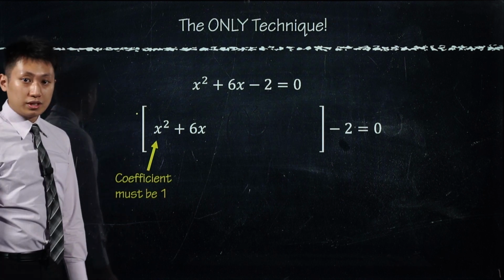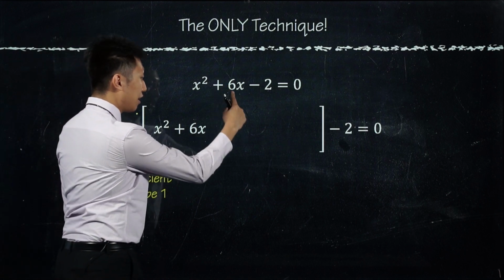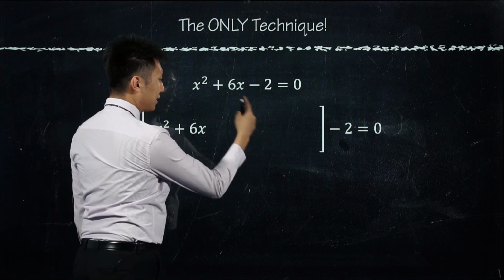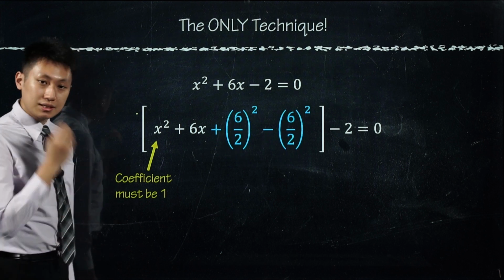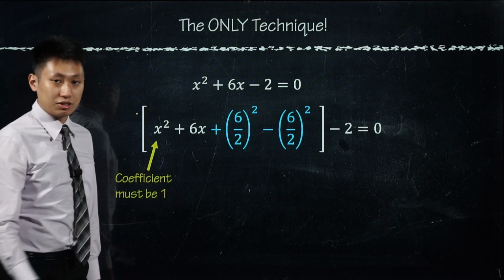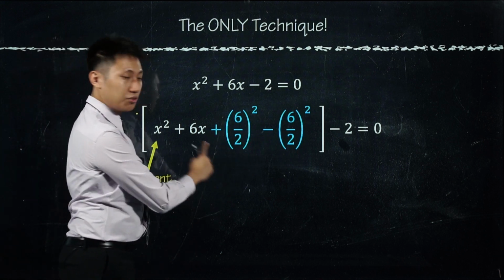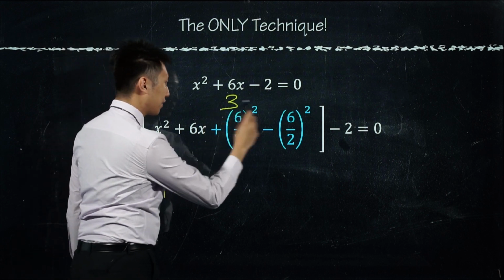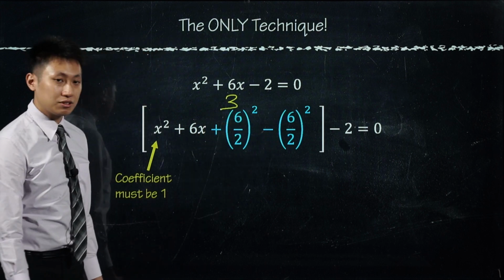Then what do you do? You plus this thing divided by 2 and also minus the same thing. So plus (6/2)² minus (6/2)². So what is this? This is 3, right? This is just 3. Okay? Plus 3² and minus 3².